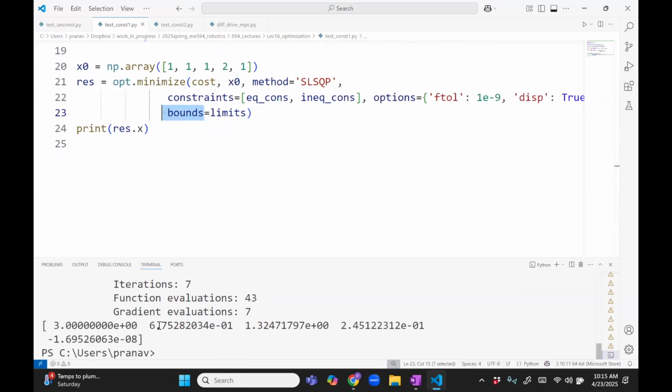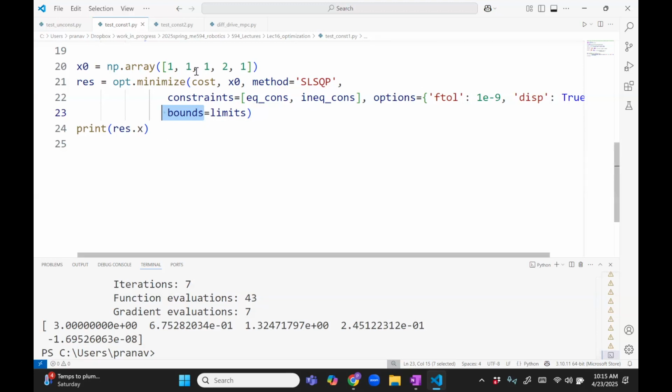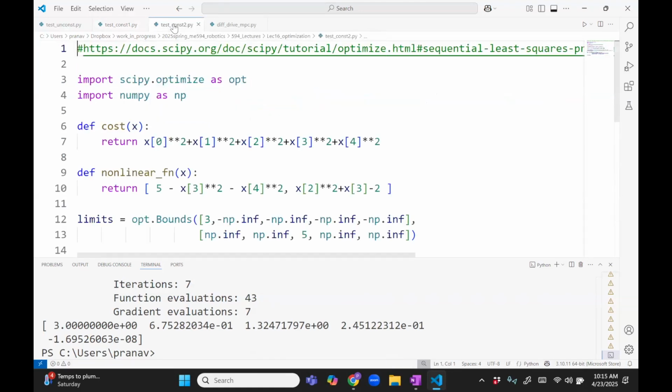This is the optimum. That's what it thinks. The way to check this is you could take this, make it an initial guess, run it again, and see if it gives the same value. If it does, then probably it's the optimum. You could also change x0 to different values and see if they still give the same root. I'll not do that. Let's go to the other one.